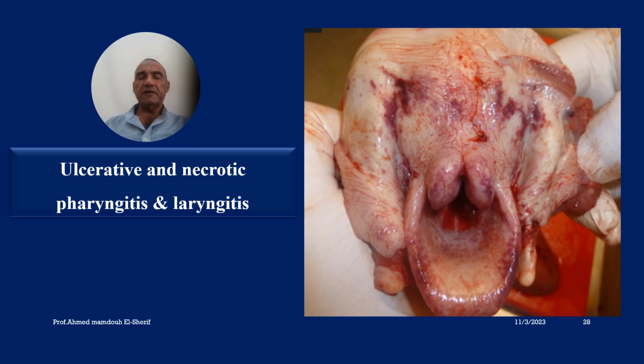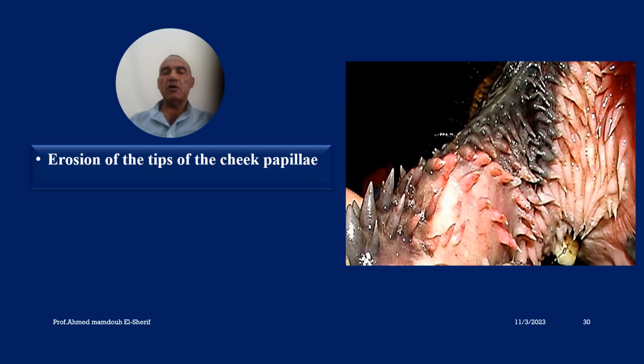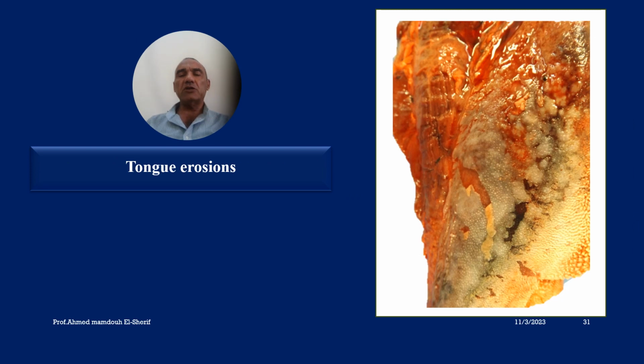Ulcerative and necrotic pharyngitis and laryngitis. Necrotic areas appearing as diphtheric membrane in the larynx are often present. Erosions at the tips of the cheek papillae and other signs in this case have to be differentiated from mucosal disease, bluetongue disease, and cattle plague. A clear picture of tongue erosions.